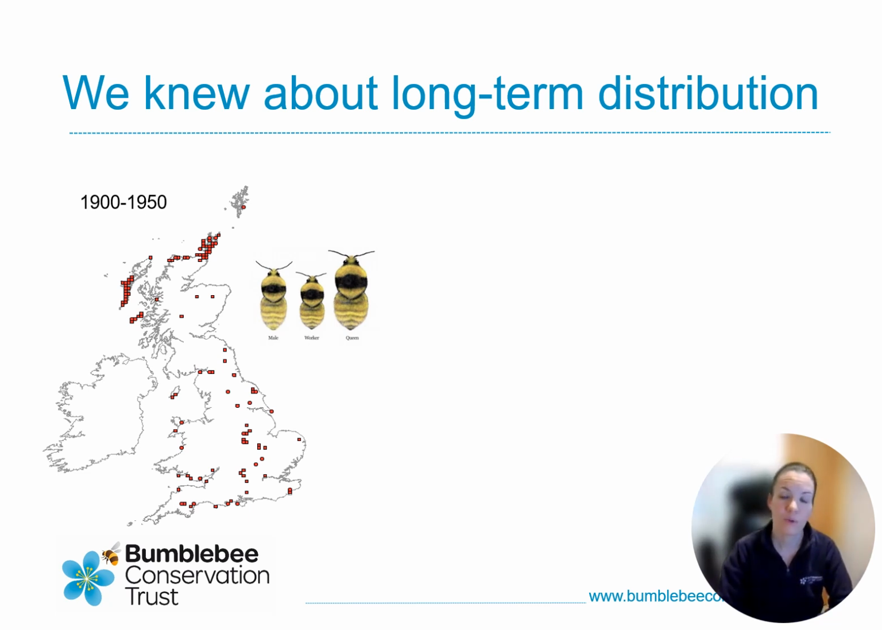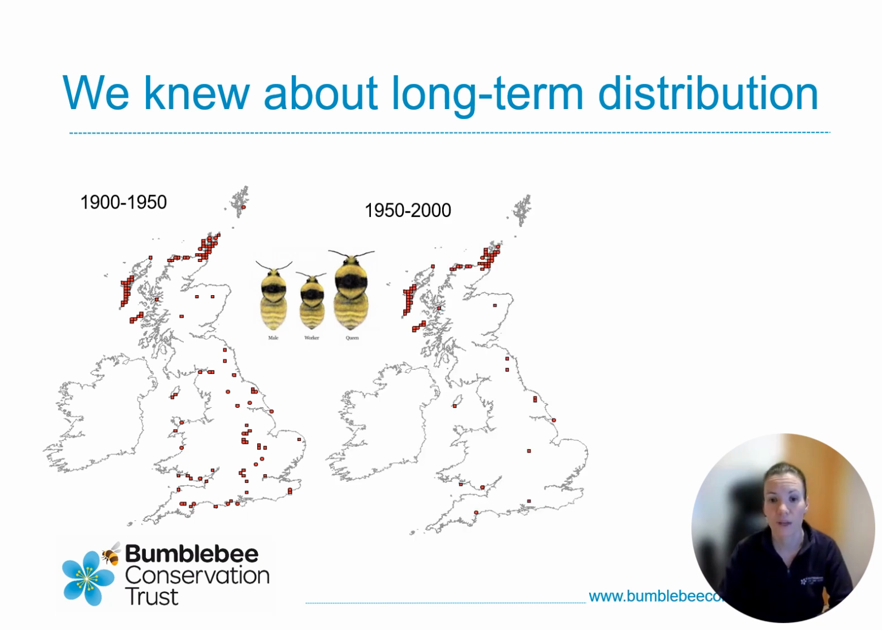Prior to BeeWalk, we did know a lot about long-term distribution of bumblebee species, from as early as 1900. So I'll go through this example here to explain what that information does tell us. This is the distribution data for the great yellow bumblebee. We can see here between 1900 and 1950 there were populations across England, Scotland and Wales.